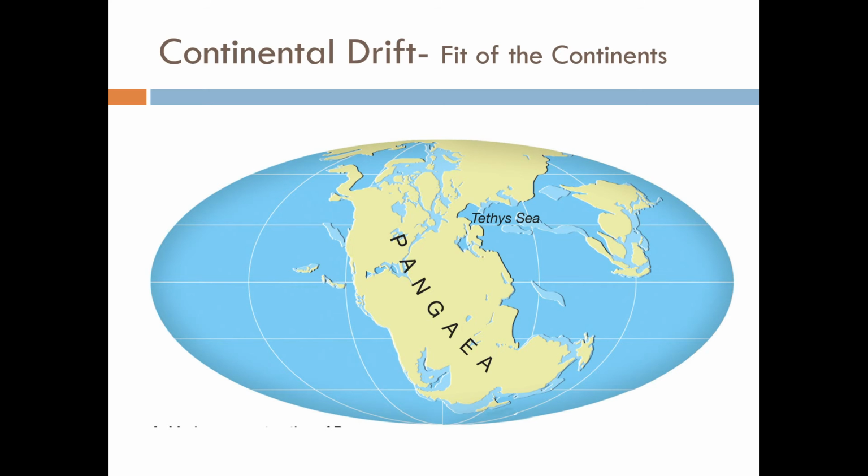If you look here, you can put all those continents back together. So North America, South America, Europe, Asia, Antarctica, Africa, and even India is tucked in there, right here. He said at one point all of these were put together into one big supercontinent that he called Pangea. That translates to one world or all world.